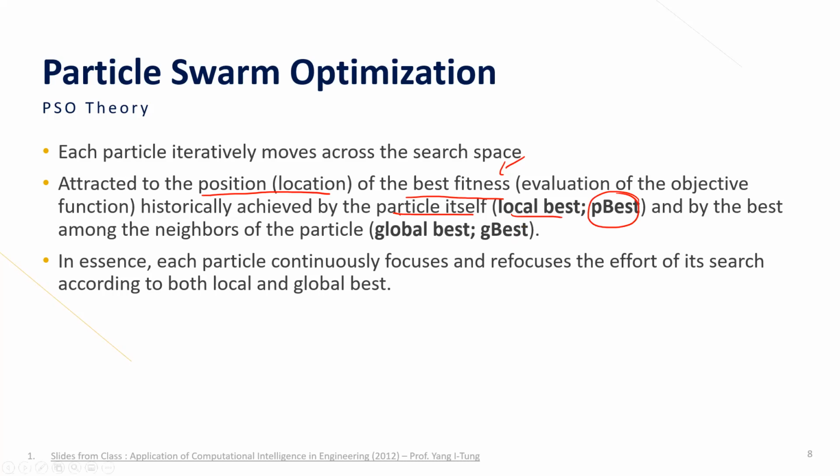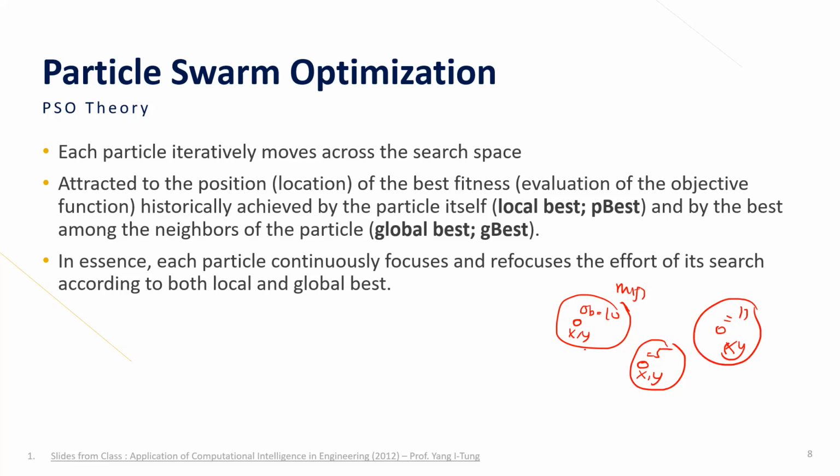Okay, for example, if you have 3 particles here, the position of this one is X and Y, here is X and Y, here is X and Y. Let's say we want to minimize. This one has the objective equal to 10. This one equals 5. This one equals 11. Each individual will remember this position has this objective, this position has this objective, this position has this objective. So whenever they move to another position, for example, to a new X and Y here, now the objective becomes 12. They will still remember that, oh, my personal best is when I had the objective of 10 at this position. That is called the local best.